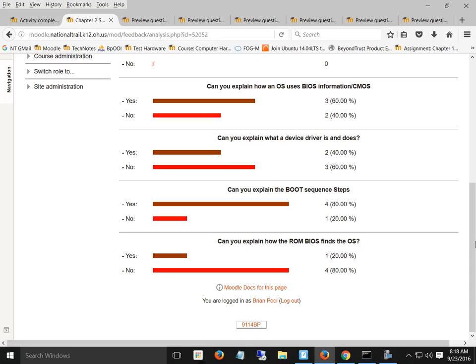Can you explain how the ROM BIOS finds the OS? And really, everybody said no. How does it find the OS? By looking in the... How does ROM BIOS know where to look for the operating system? Who tells it where to look for the operating system? You do. We do, right? That's just our boot order. How does it find the operating system? By going through the boot order that we set and polling those devices.